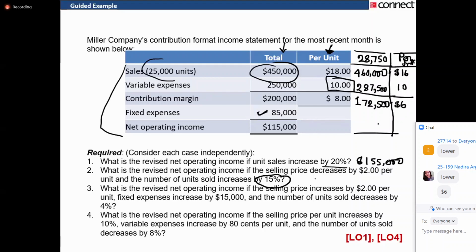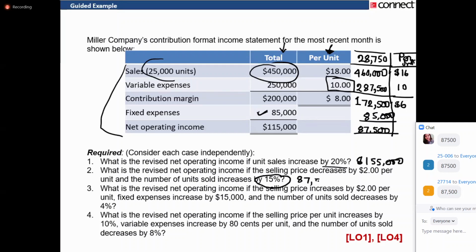$6 per unit. Now we have the fixed expenses. So fixed expenses is how much? Fixed expenses is same as before, 85,000. There is no change. So what will be the net operating income, revised net operating income? Revised net operating income should be something 80 above, 87,500. So that is the revised net operating income in our requirement 2 case.